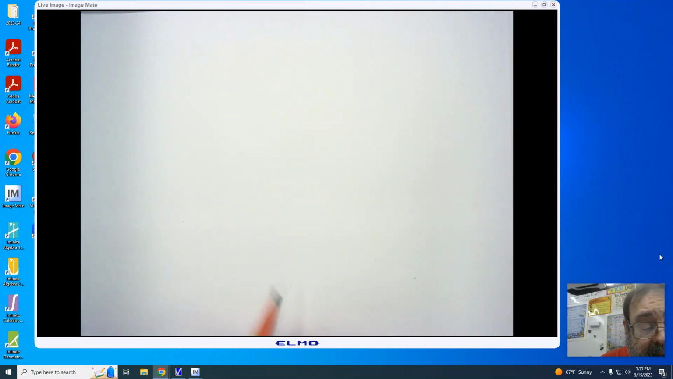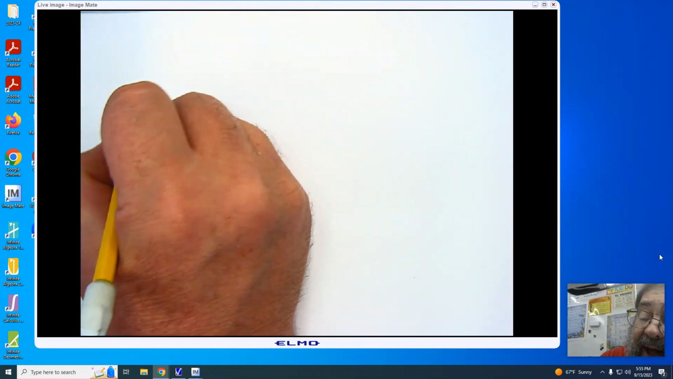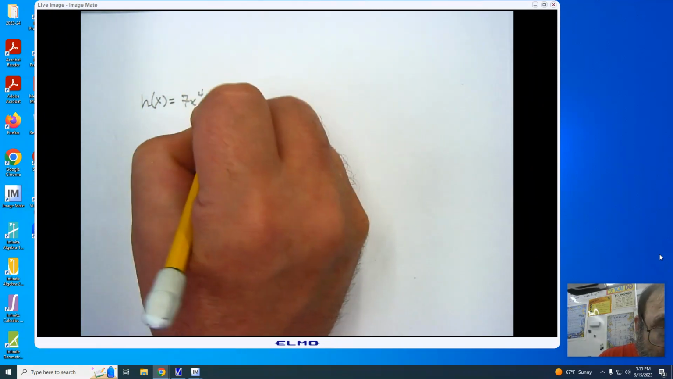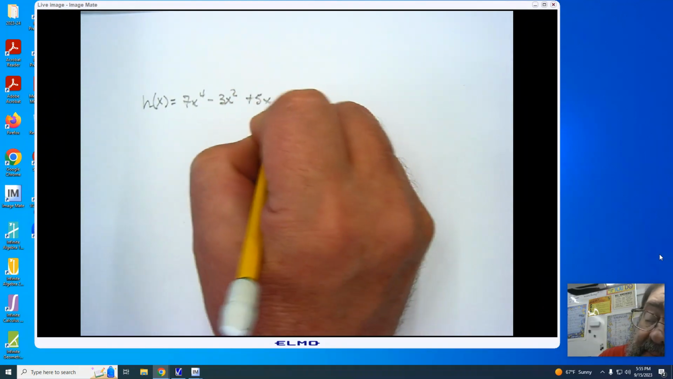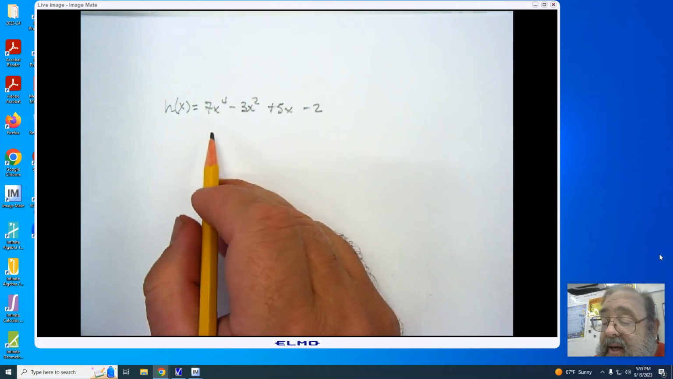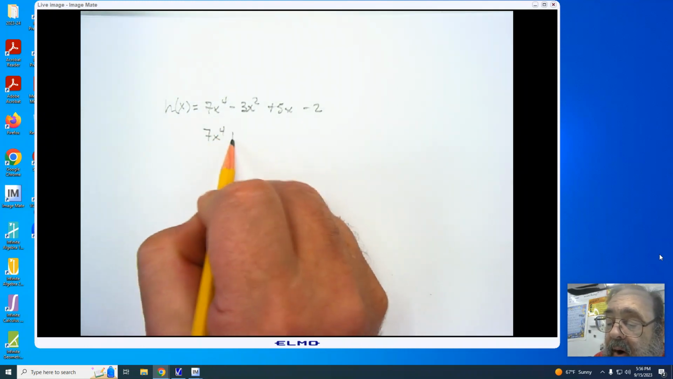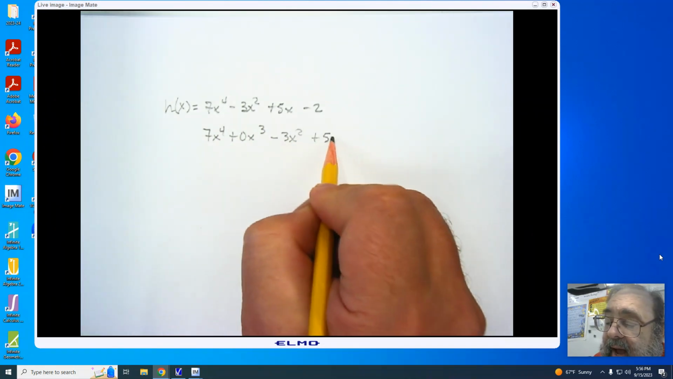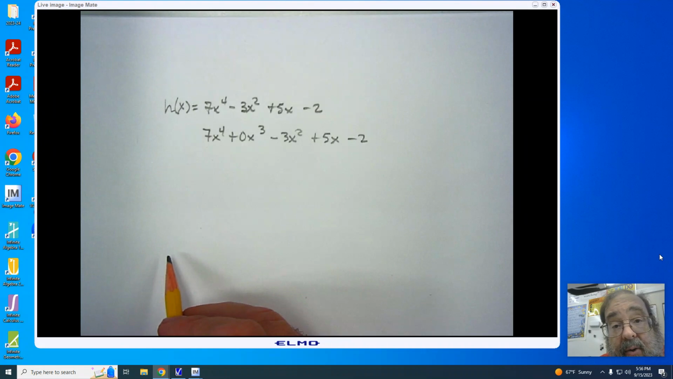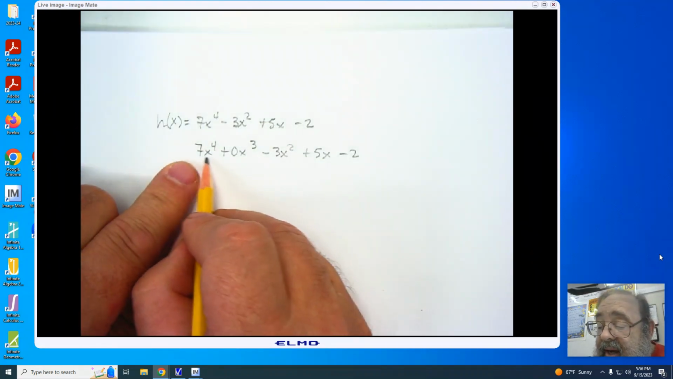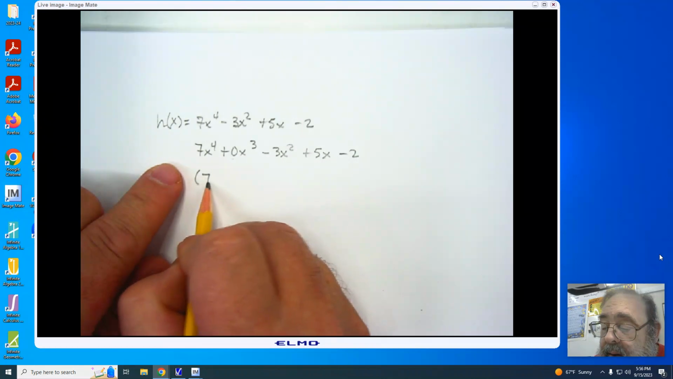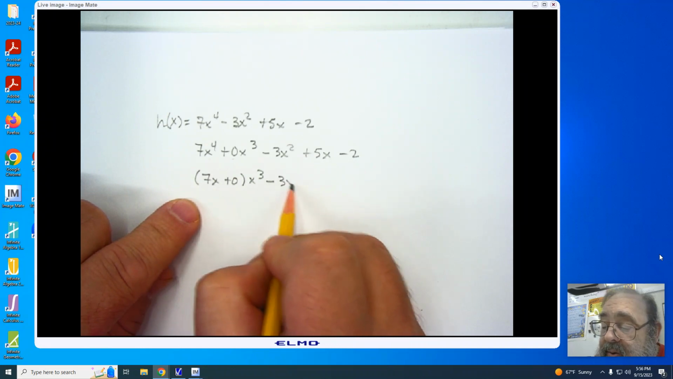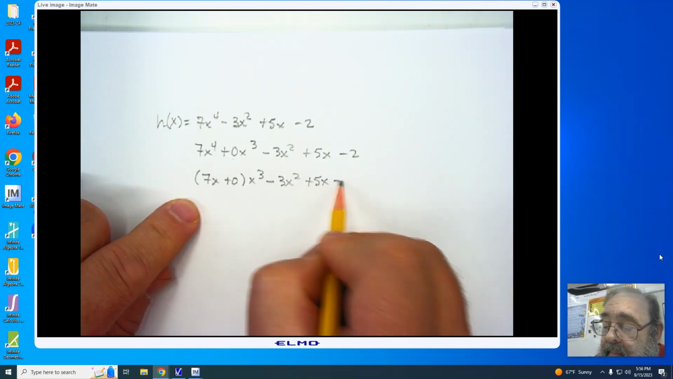This time, let's work with the polynomial h of x is equal to 7x to the fourth minus 3x squared plus 5x minus 2. You'll notice that I need to put a placekeeper in. This is a 0x to the third minus 3x squared plus 5x minus 2. We're now going to do the nested form. Between 7x to the fourth and 0x cubed, there is an x cubed. Minus 3x squared plus 5x minus 2.